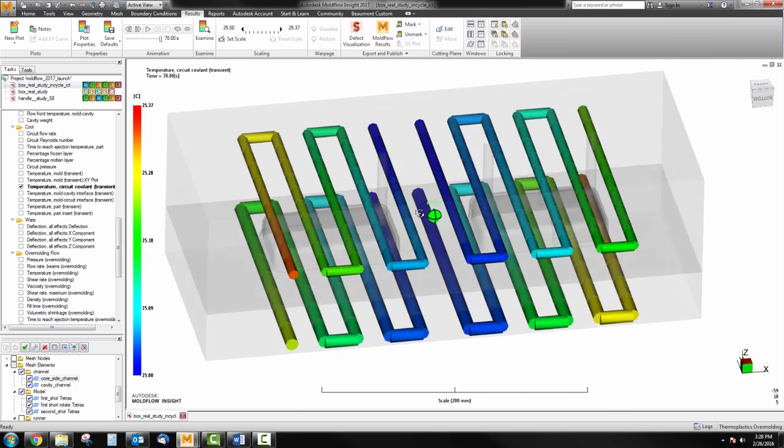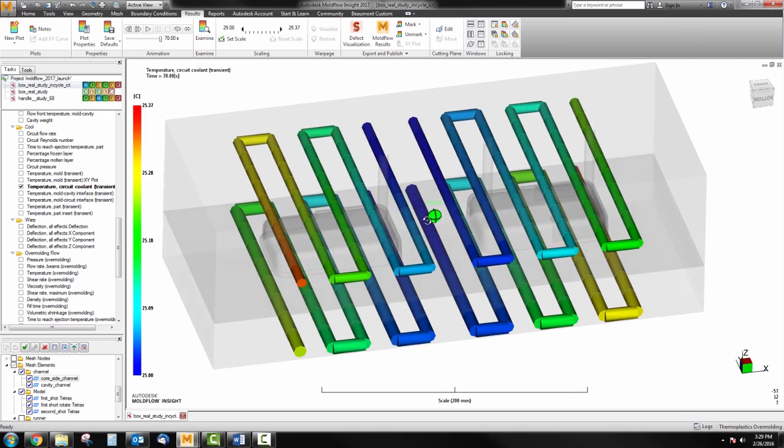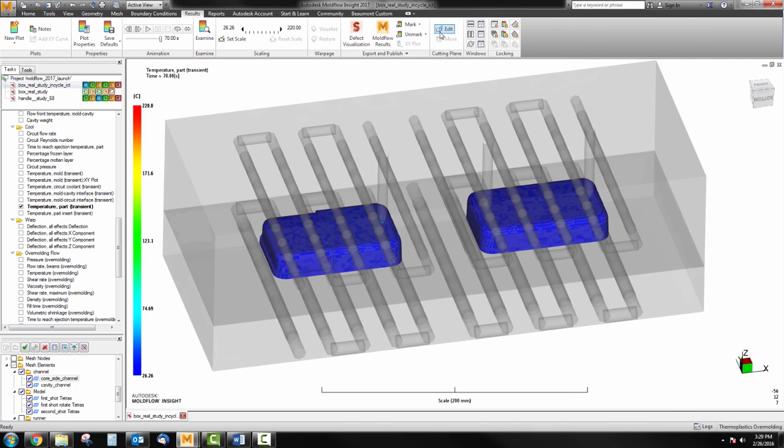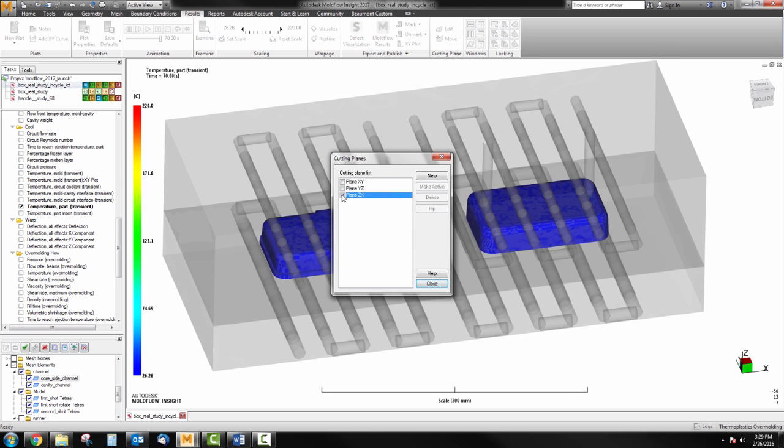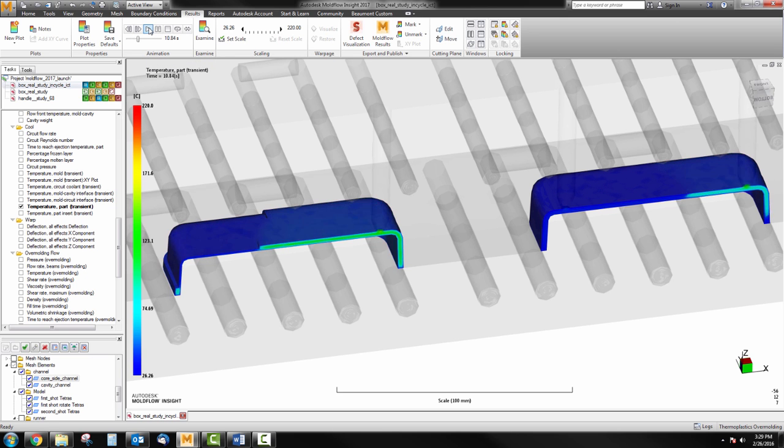Autodesk Moldflow has the ability to run a cooling analysis in both gas-assisted injection molding and two-shot overmolding. Part cooling effects can now be taken into account in filling and warpage for both the first and second shot component.